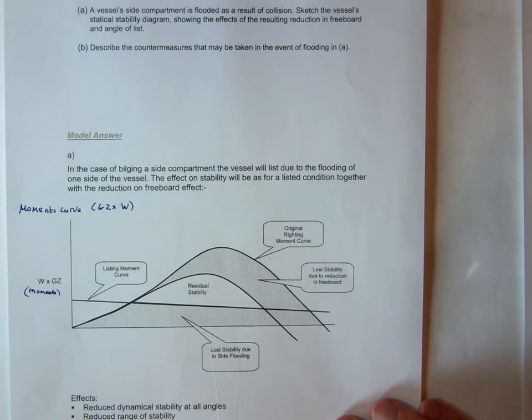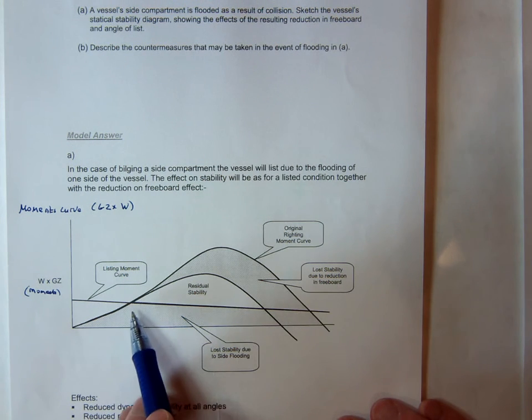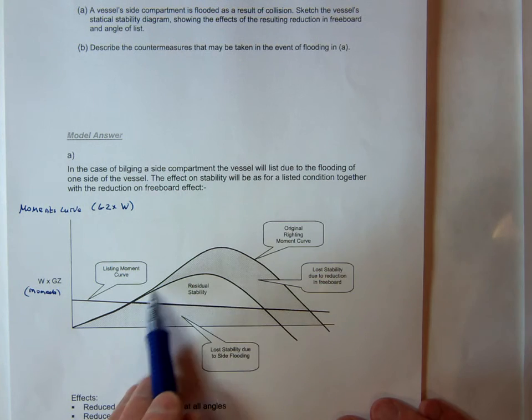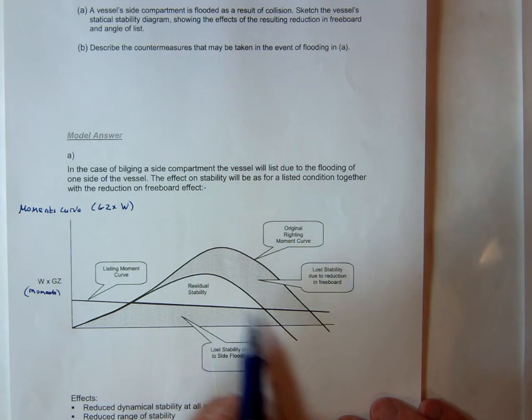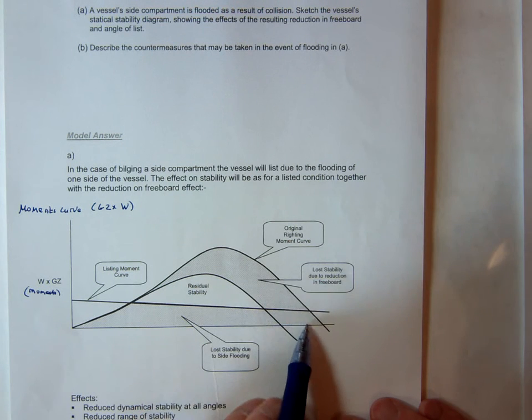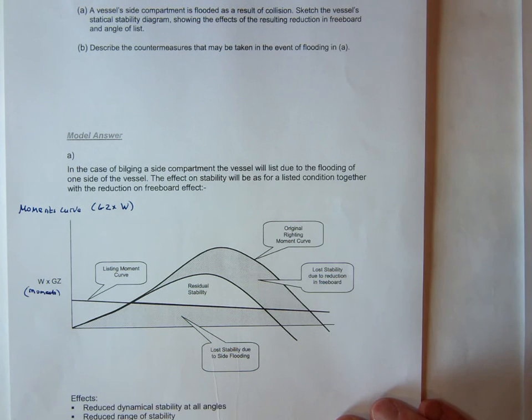Because the freeboard has been reduced, that means that our deck edge immersion happens quicker, and because that happens quicker, the curve recurves quicker rather than later on the original curve, and because that happens, we lose all this stability due to the reduction in freeboard.